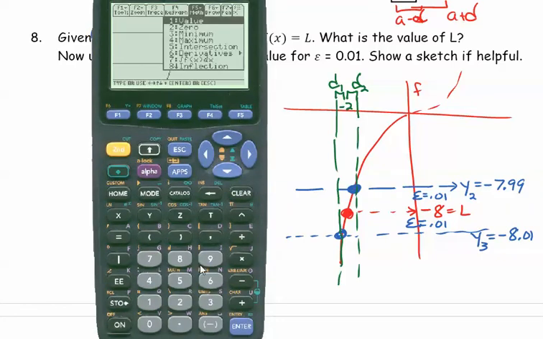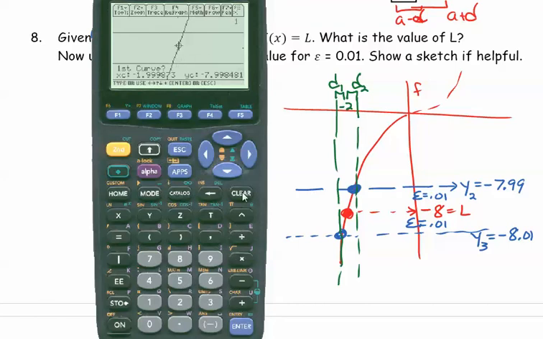So F5, intersection, and you'll start doing this very quickly. Yes for graph 1, yes for graph 2, yes for a lower bound, move the cursor, and there's my upper bound. And then we can transfer that -1.99166 onto our paper.